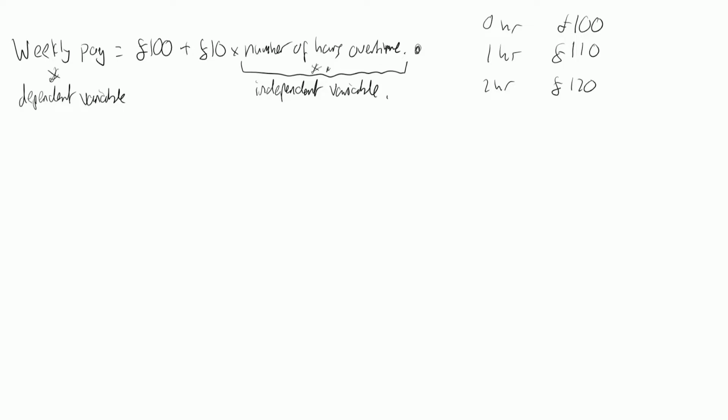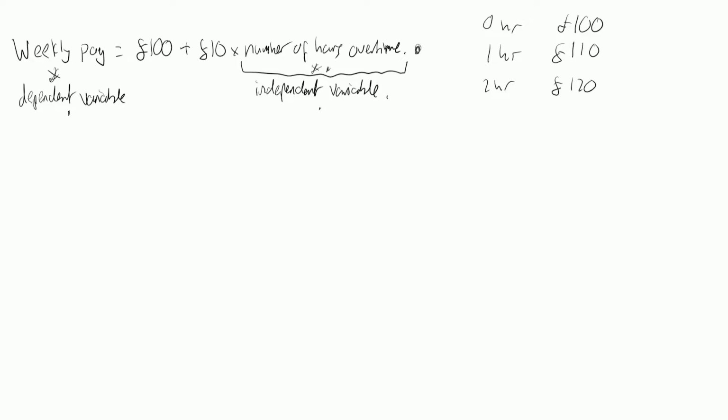Okay? So the dependent variable is always going to be on one side of the equal sign, and the independent variable is always going to be on the opposite side of the equal sign. So can you see that we have the dependent variable on the left-hand side of the equal sign, and the independent variable on the right-hand side of the equal sign.